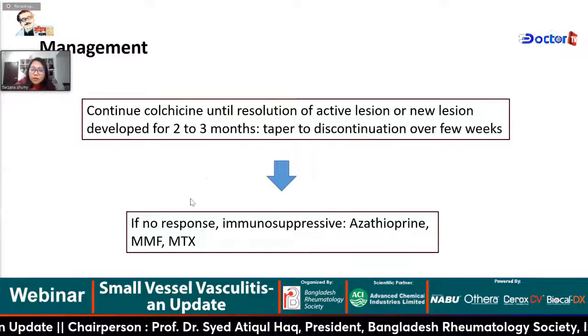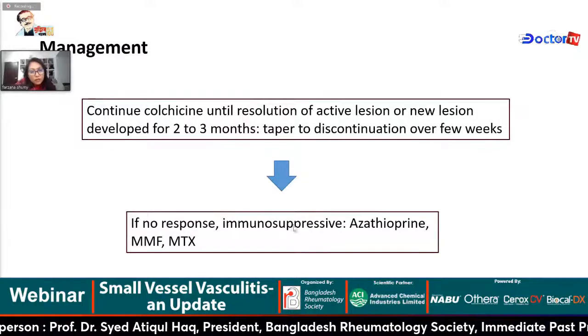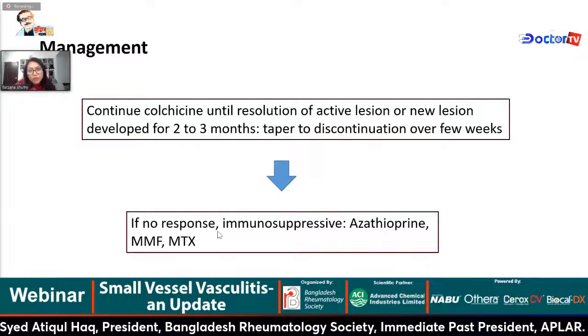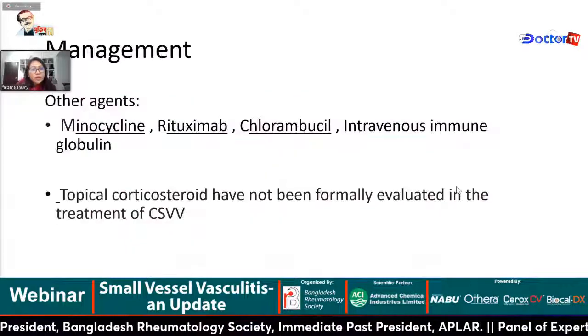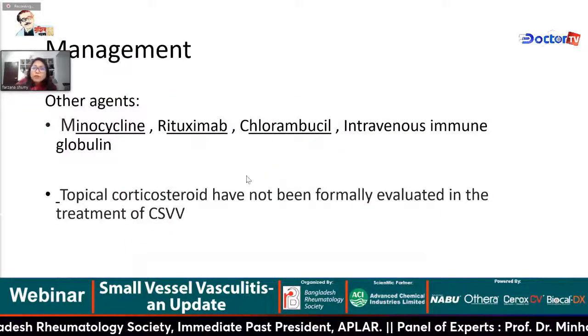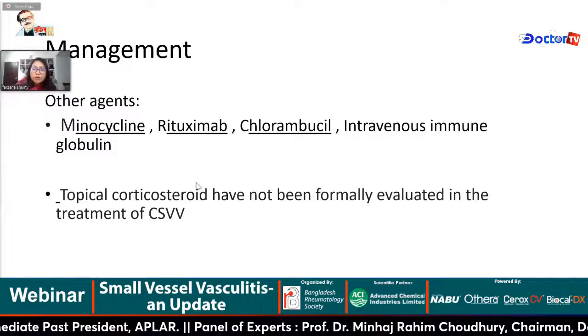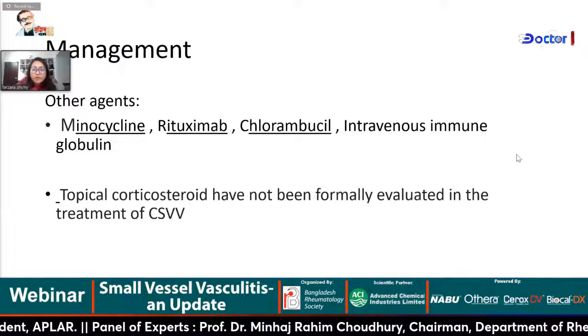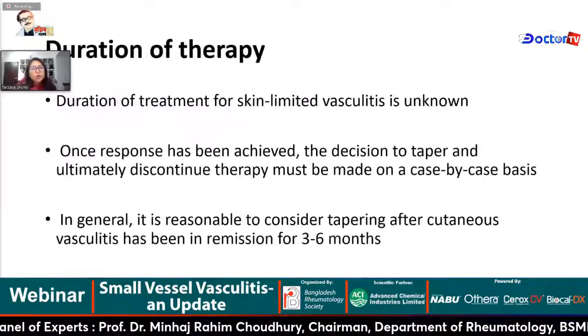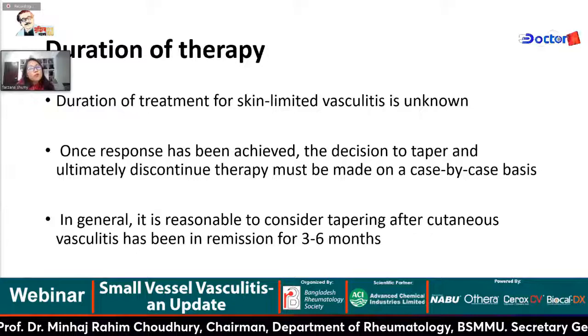And if the patient has had no response, we can use immunosuppressive medication such as azathioprine, MMF, and methotrexate. Other agents can also be used, like minocycline, rituximab, and IVIG. But remember, topical corticosteroids have not been formally evaluated in the treatment of cutaneous small vessel vasculitis. So how long should you continue the treatment?